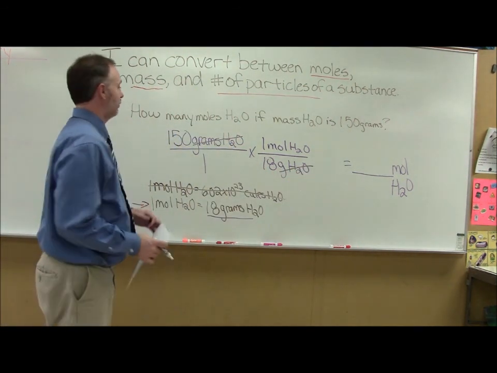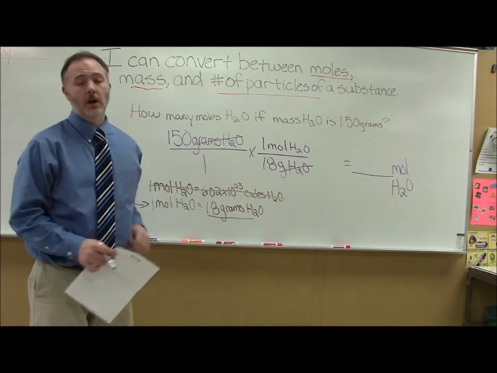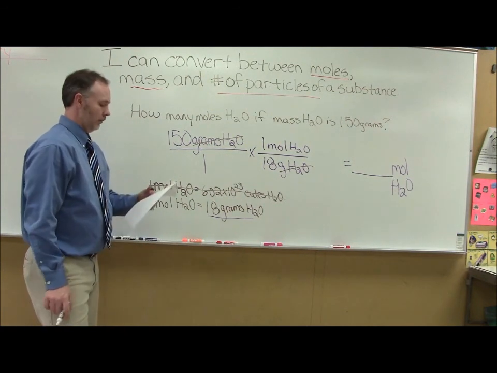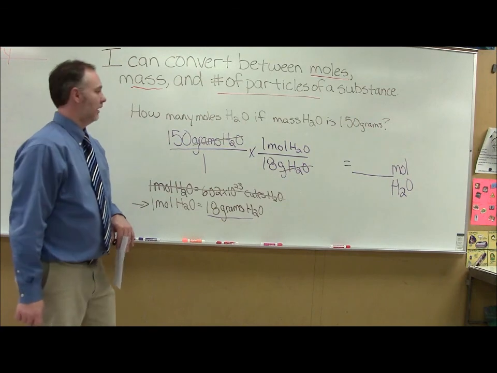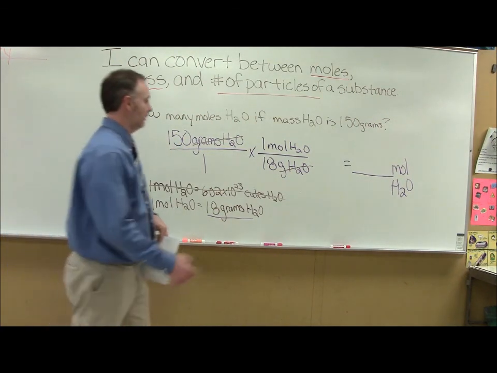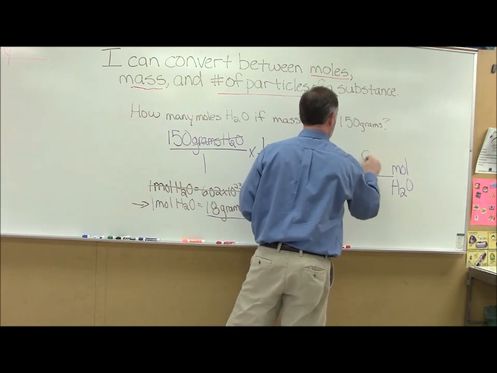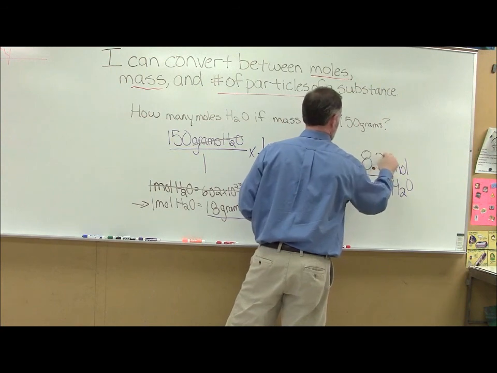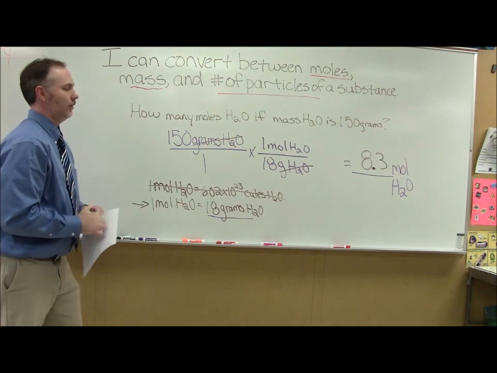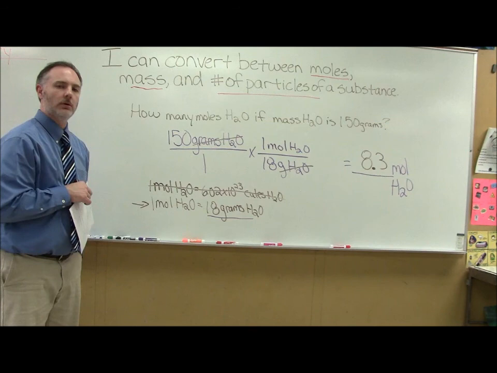In order to solve this problem, it's 150 divided by 18. That tells you how many moles of H2O are in 150 grams of water. And when I calculate it out, I want to have 2 significant figures because my given only has 2 significant figures. 8.3 moles of H2O is what you should get when you put that into your calculator.